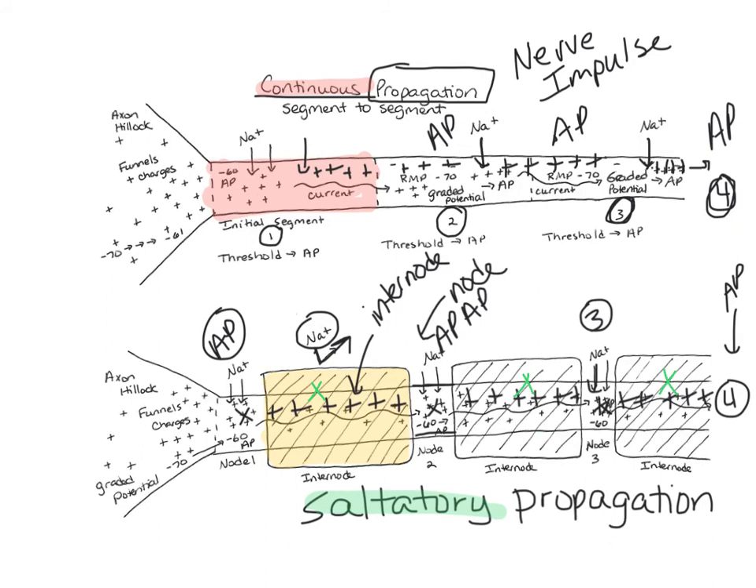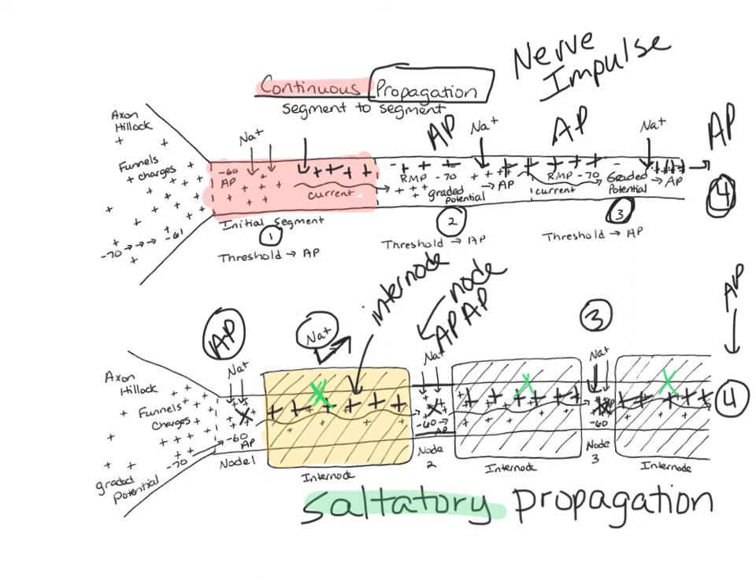In this segment here, you don't have to go all the way up to positive 30, then back down to negative 70, then down to negative 90, then back up to negative 70. You don't have to do that. You're skipping it. So it's like skipping in line. How are you going to get to the front of the line faster? If you skip people in line, you get to the front faster. Well, that's what happens in saltatory propagation. The action potentials are skipping segments to get to the front of the line.